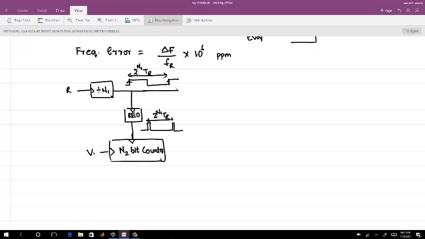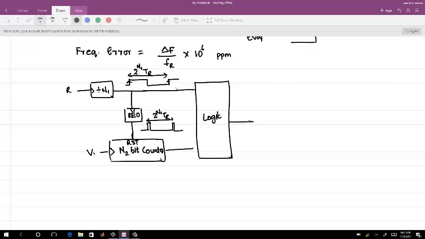Okay, so this is a reset or some other signal which gives me the, this is logic. So what this logic block is doing, it is taking the divided clock of R. So the time period is 2 power n1 times tr. In that time period, it is having two rising edges, these are the two rising edges.